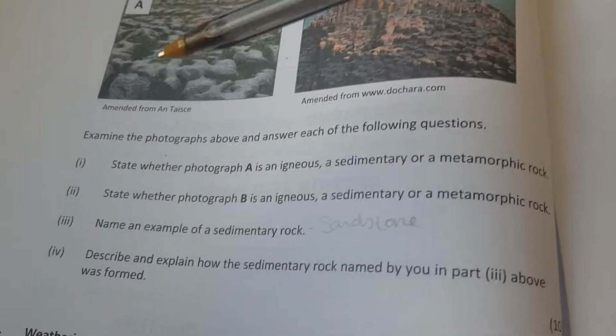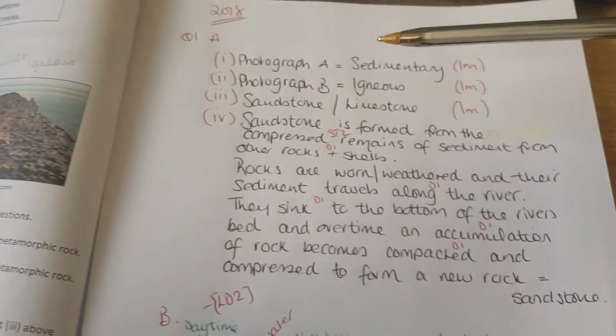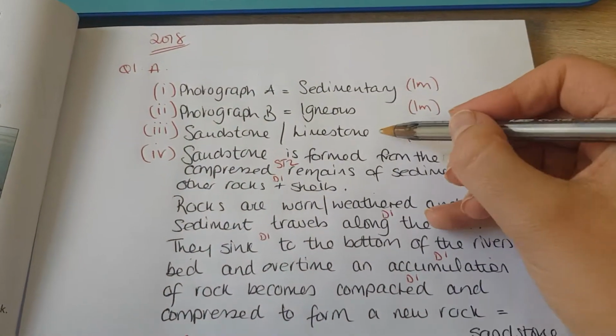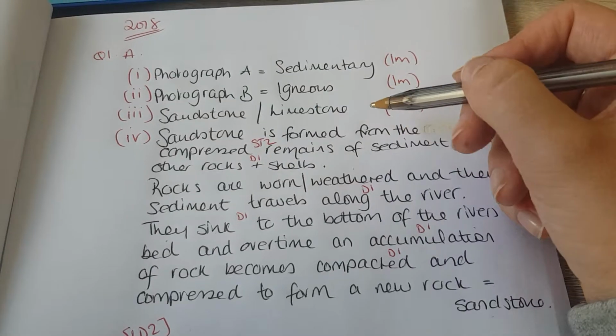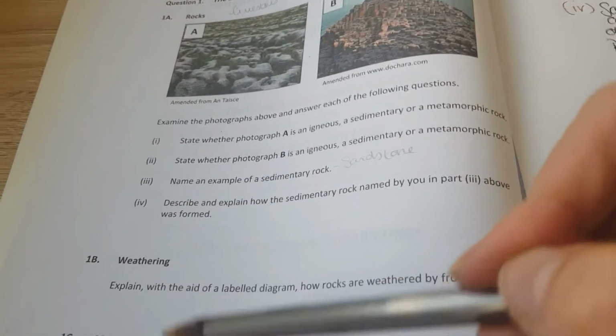So basically, it says here for 3, name an example. By the way, just name one. I just wanted to let you know that limestone was one. Okay, so now we're going to go down to weathering here. So we're keeping away from rocks and we're going to weathering.